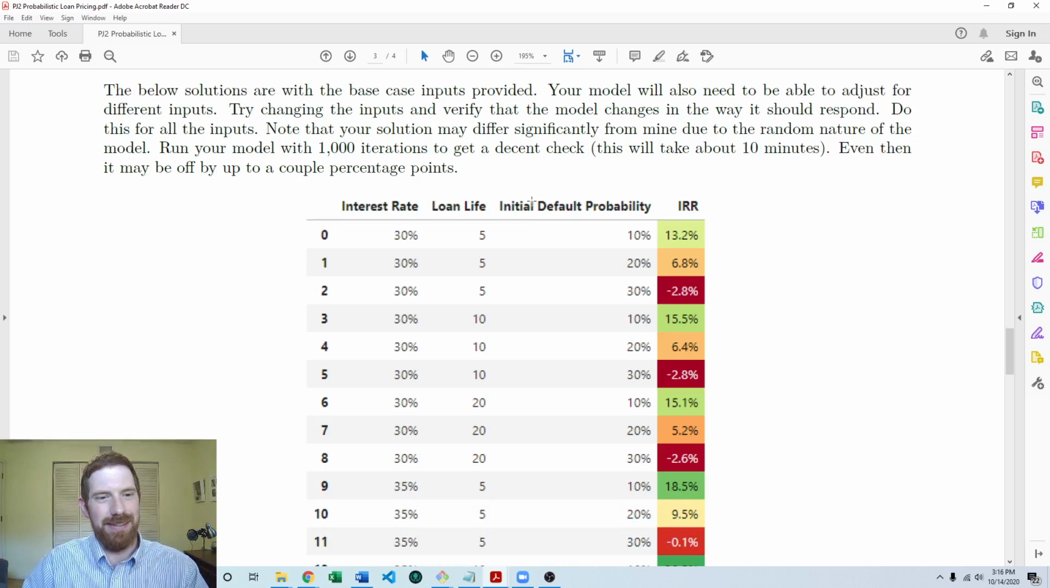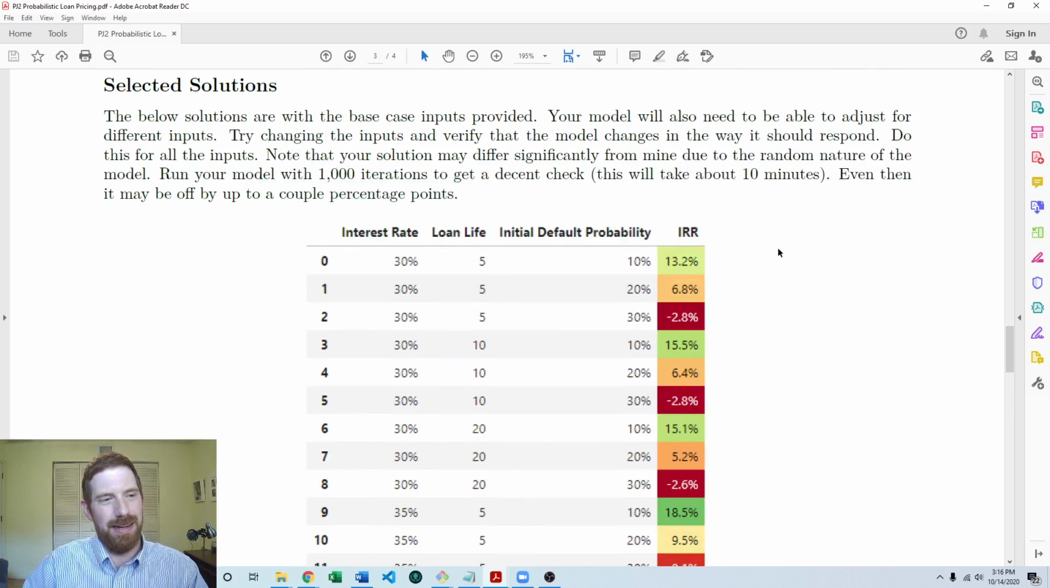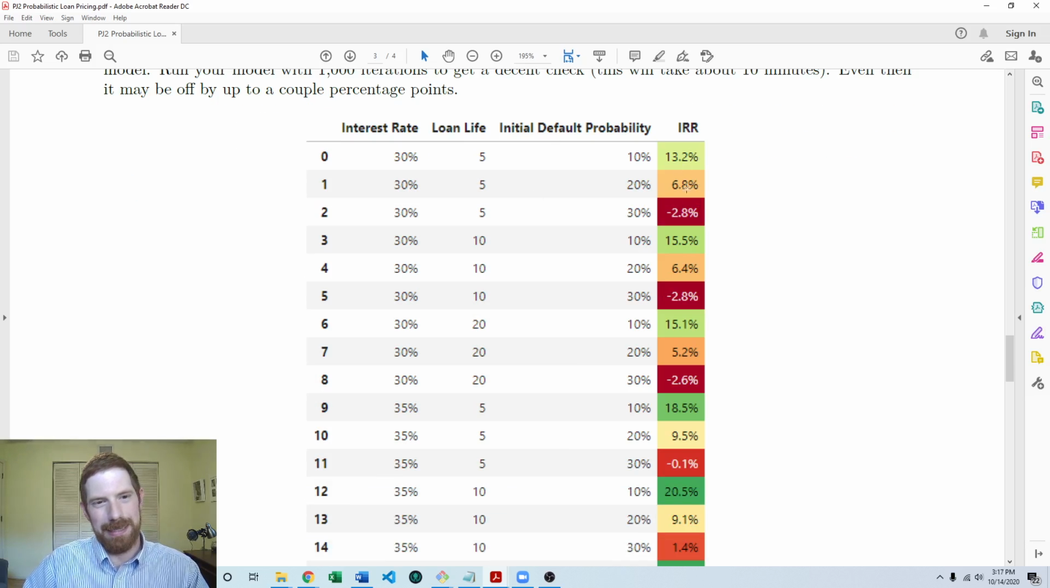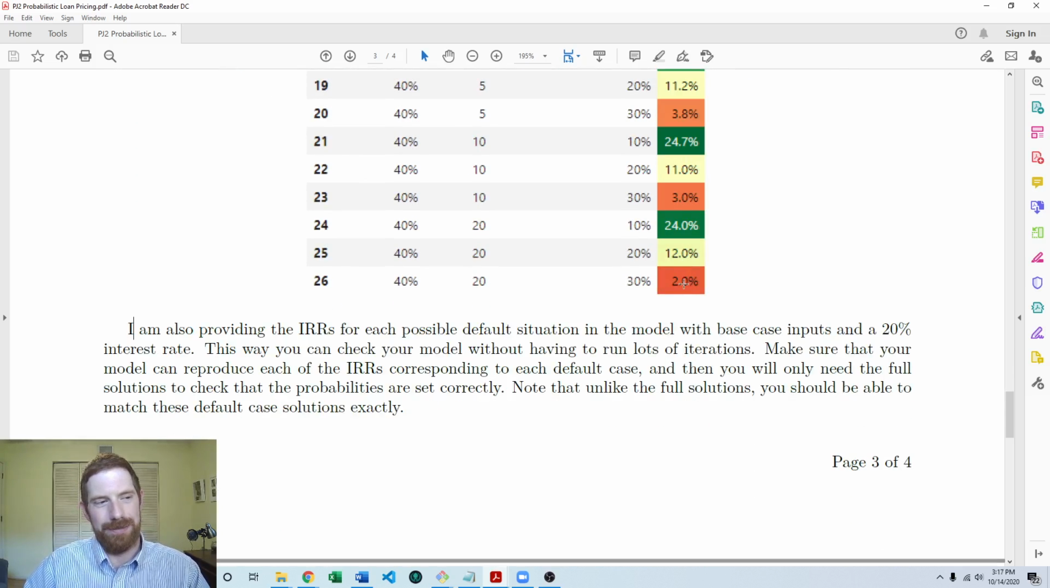And then here you can see the selected solutions. So it shows for each of the different interest rate, loan life, default probability, what is the expected IRR across a bunch of iterations, looking at the different default cases.